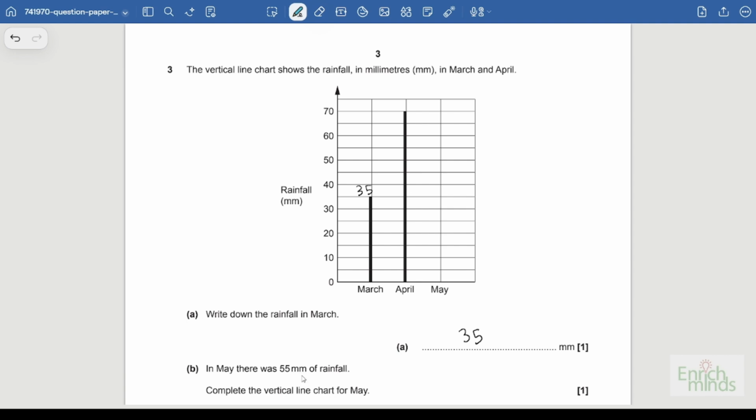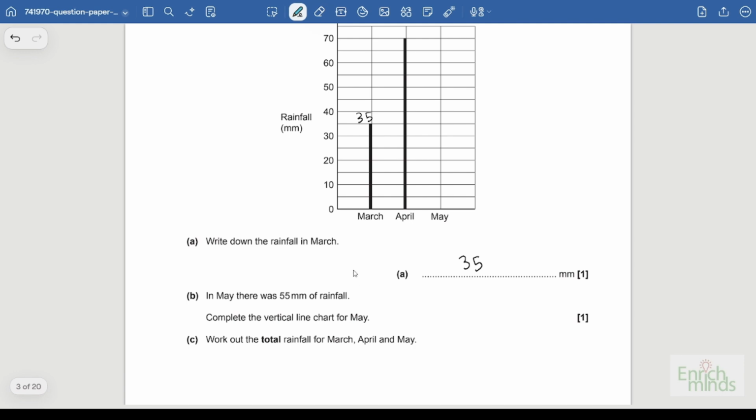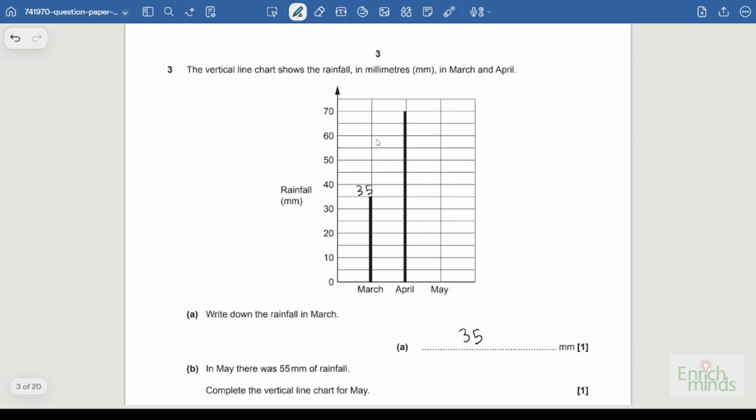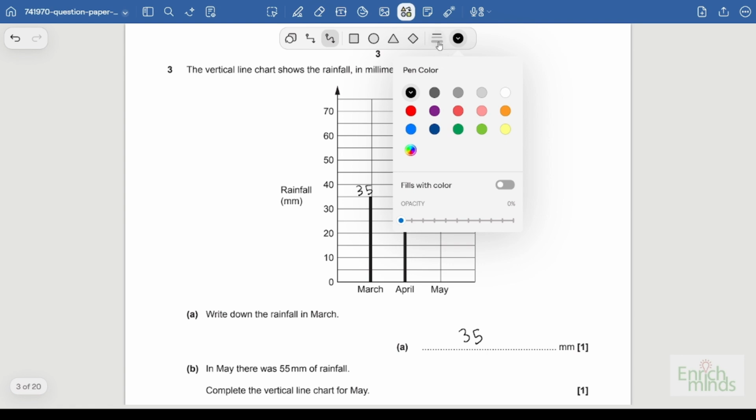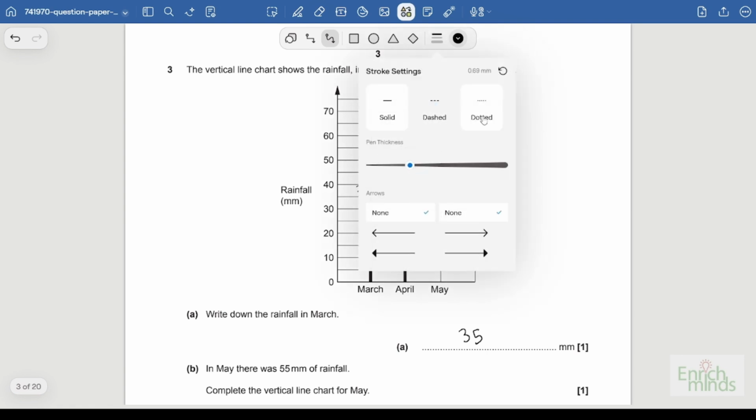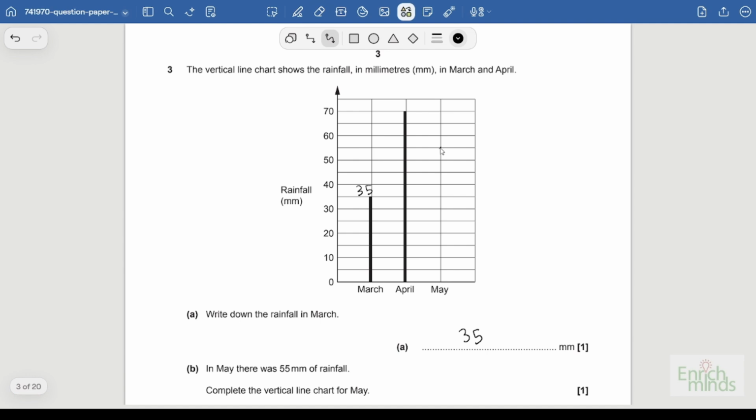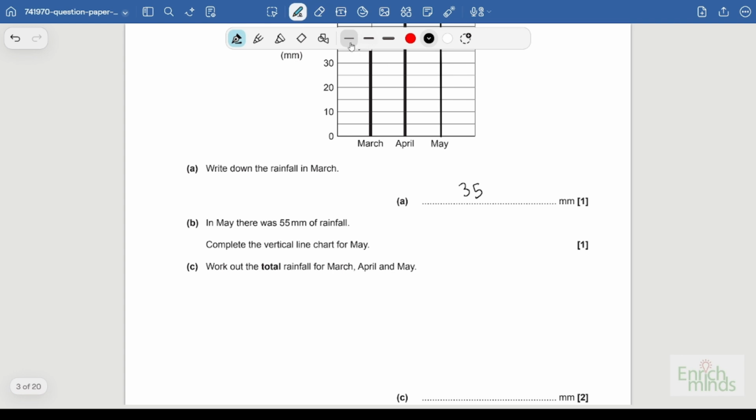In May, there was 55 millimeters of rainfall. Complete the vertical line chart for the month of May. So 55 millimeters has to be somewhere in between 60 and 50. So here we have to draw a vertical line. Let me choose a thickness so that it matches the other vertical lines. So it goes in like this. Fine. All right.